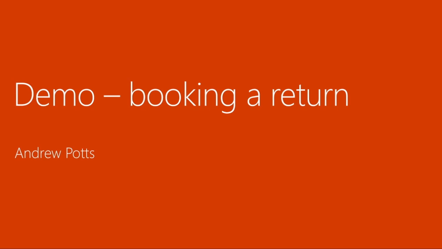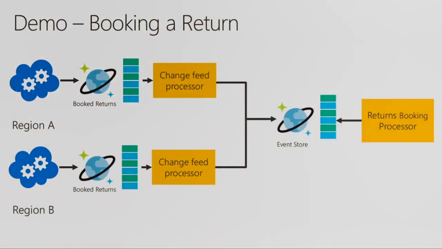So now I'm going to do a demo of how we are using Cosmos DB to book a return. So before we go, I'll just explain what we're going to do. We've got an API here on the left. It's going to be writing into Cosmos DB, and then we've got a little service using the change feed processor provided by Microsoft to pull that data over, and it's going to write it into an event store. If you could push me over, thank you.